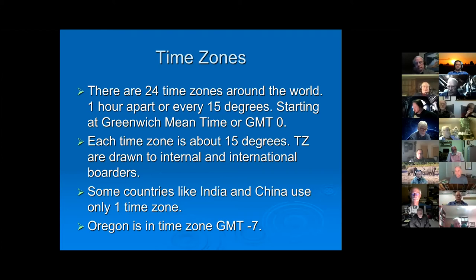So Oregon is in time zone GMT minus 7. Minus 7 right now, minus 8 when we're in standard time. Right. Okay. Which may never happen.